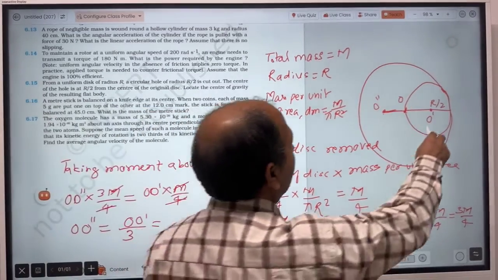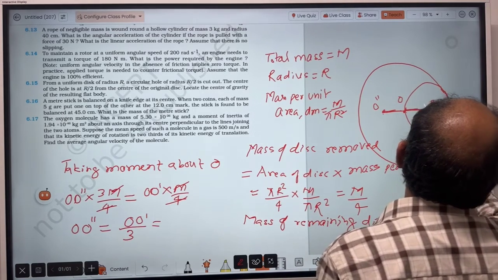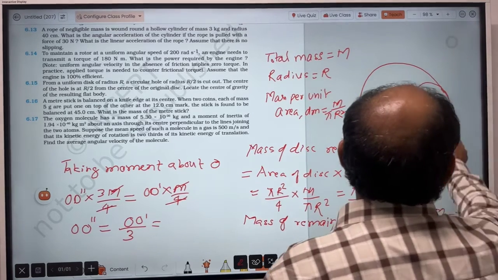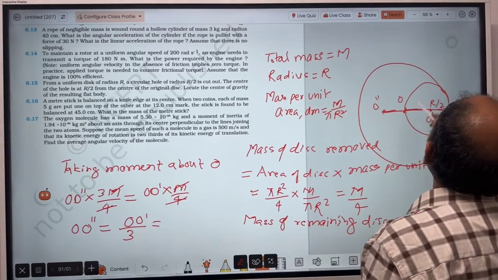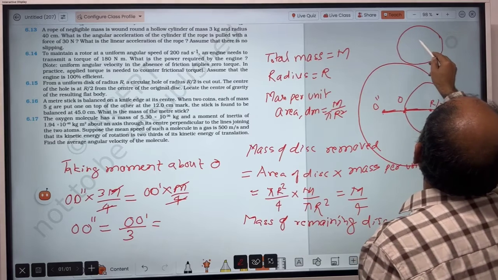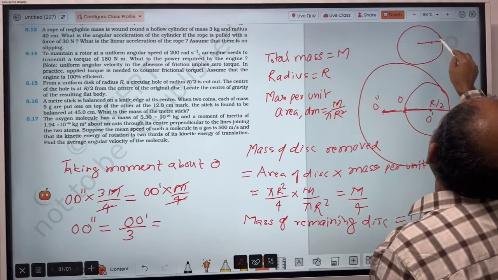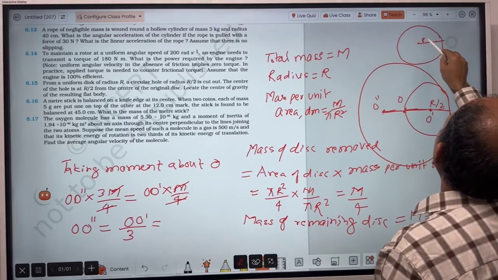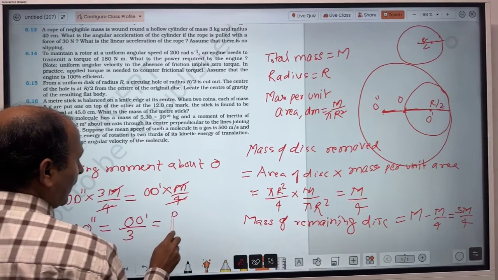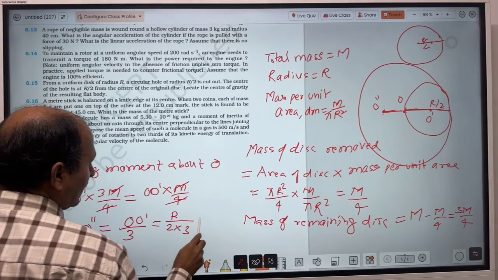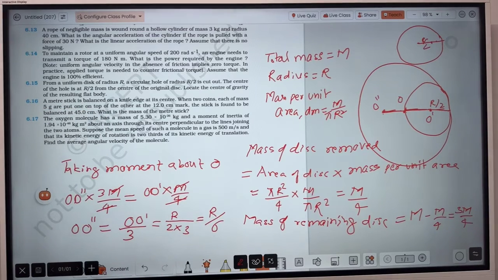But what is OO dash? Up to here, if you remember, this portion is radius R. So up to here it will become R by 2. So this is R by 2. So just write here R by 2 into 1 by 3. So what you have got? R by 6.